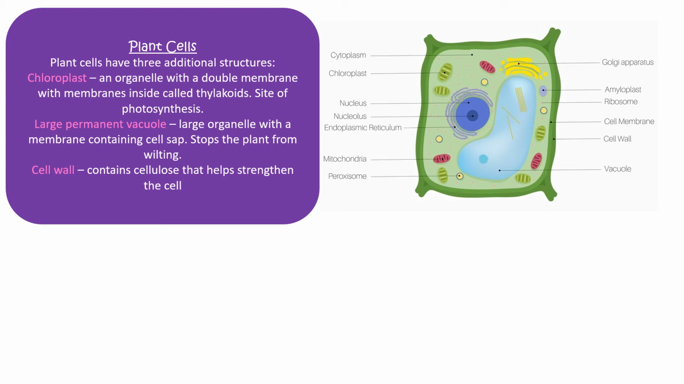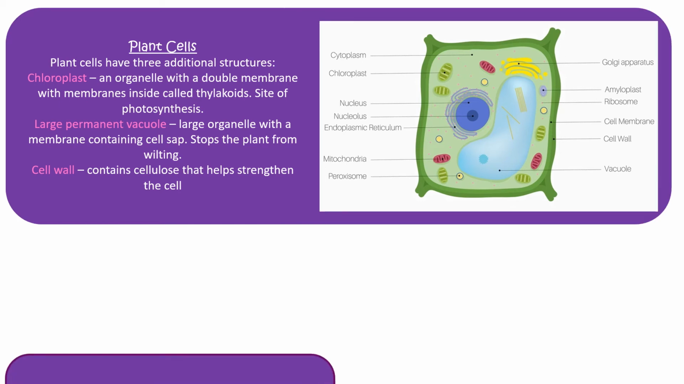So if you put a plant cell into pure water, it won't burst because the cell wall helps to keep its shape and doesn't allow it to burst. Whereas if you put an animal cell into pure water, water would move in because there's no cell wall and it would eventually burst.